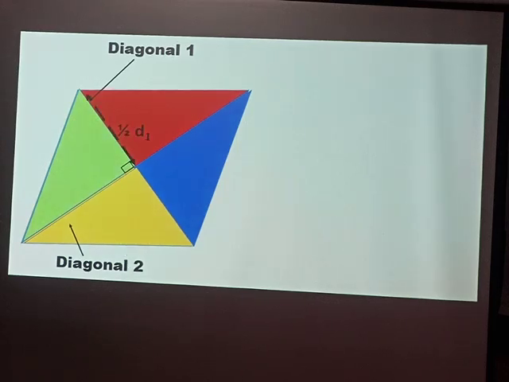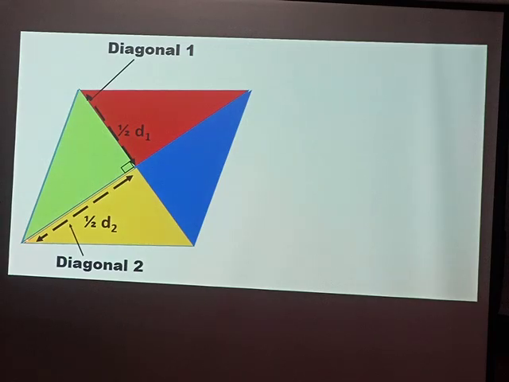And if I look at the light green, from the corner up to the center is just a half of diagonal 1. I don't want the full diagonal, but I just want a half of diagonal 1. That's why you can see here I have a half D1 for diagonal 1. Then what next?